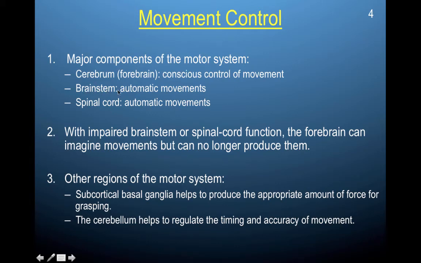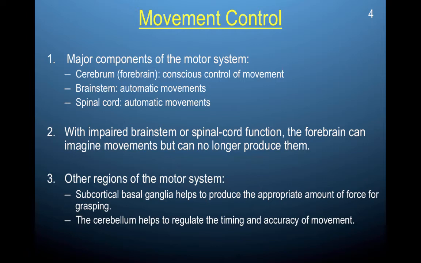Then the next component is the brainstem. So this is important for automatic movements. And then the spinal cord. So the key elements of the central nervous system, the brain and the spinal cord, the brainstem linking the two, these are the major components of the motor system. With impaired brainstem or spinal cord function, the forebrain can imagine movements but can no longer produce them. So that's what happens when you are paralyzed. You can't make movements because the information cannot be sent from your brain, your cerebrum or your forebrain, down to your muscles.